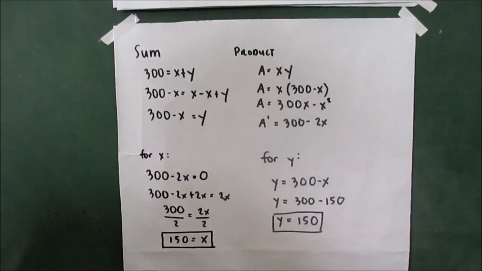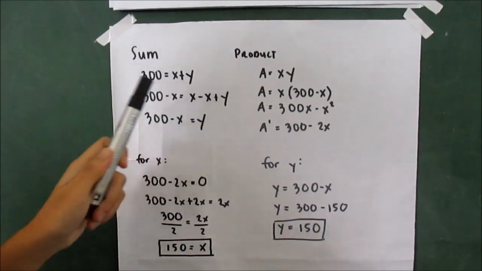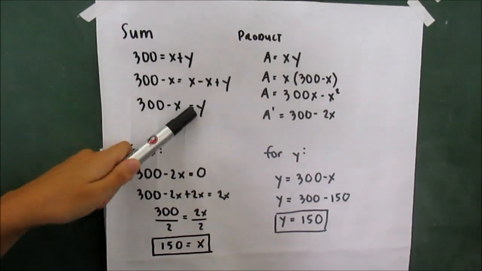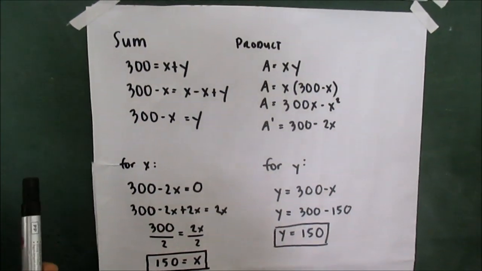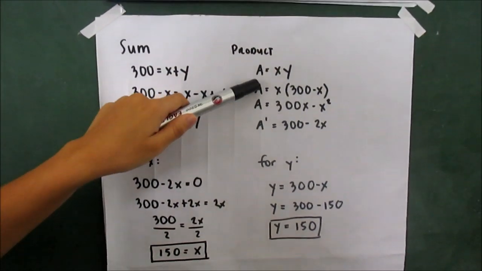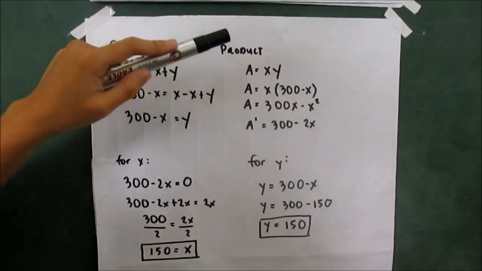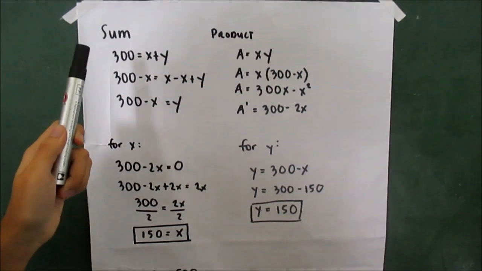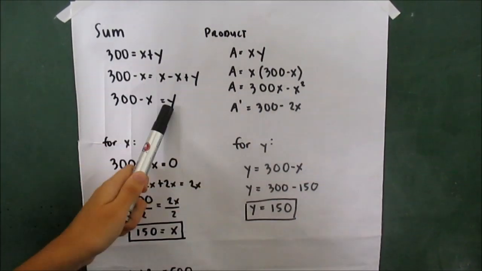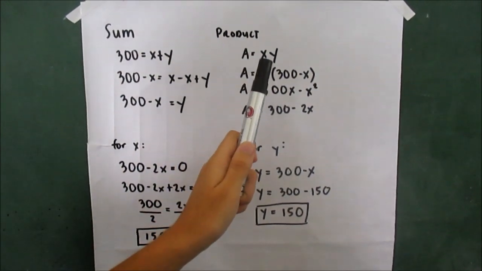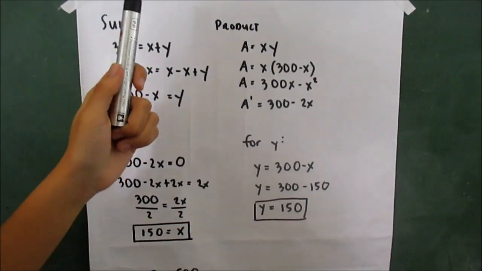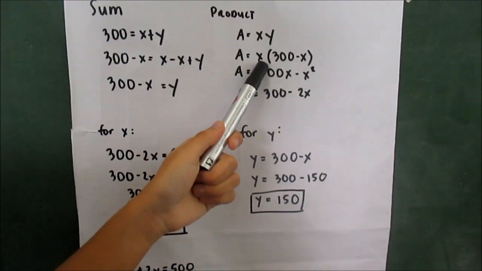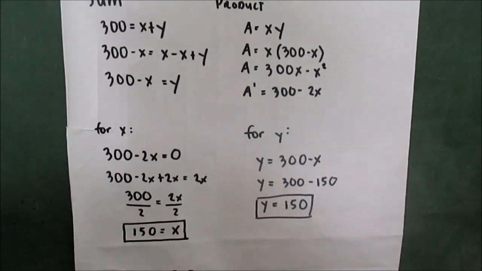Then x minus x is 0, so cancel that. We're left with 300 minus x is equals to y. Next, for the product, we will use the maximum equation. A is equals to x times y. Then we will substitute the y here to the y in the product equation. So we have A is equals to x times 300 minus x.